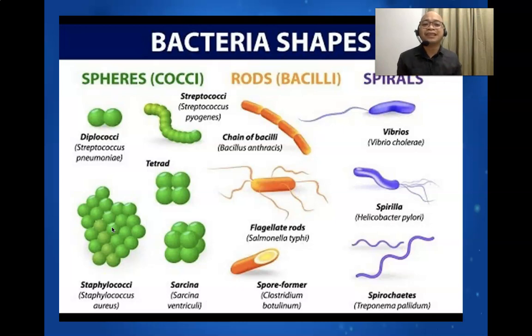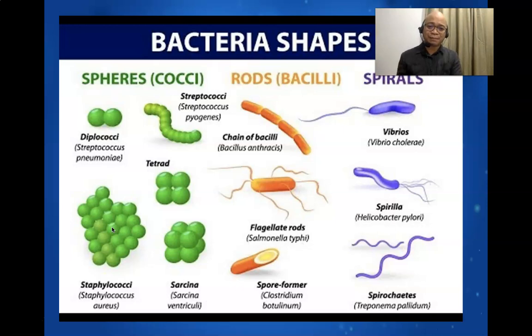And then we have the rod-shaped bacteria. Some of them are arranged in chains, some of them are flagellated, and some are spore formers. An example of bacilli arranged in chain is Bacillus anthracis. A flagellated rod is Salmonella typhi. And a spore-forming bacillus is Clostridium botulinum. Bacillus is the singular form, bacilli is the plural form.